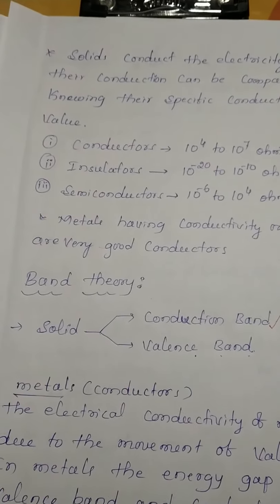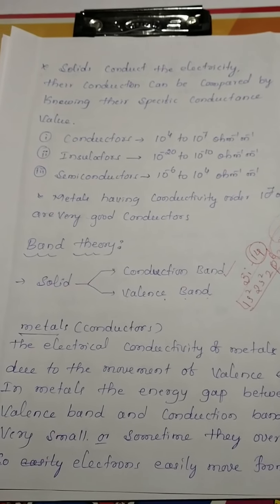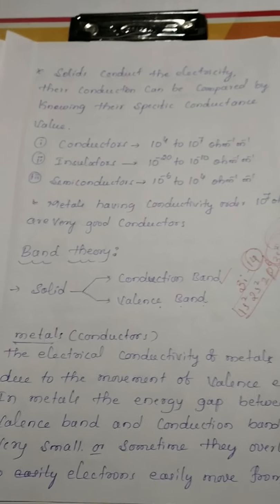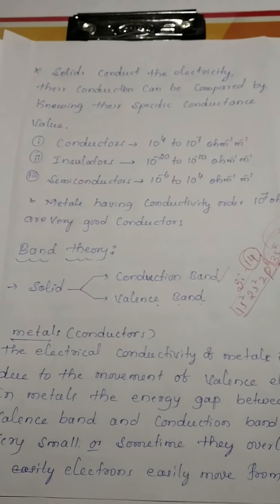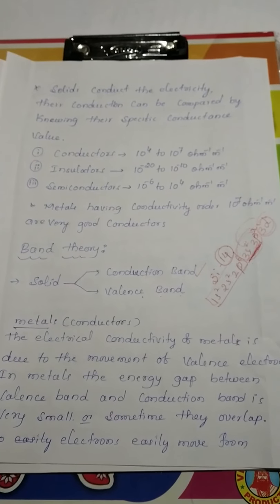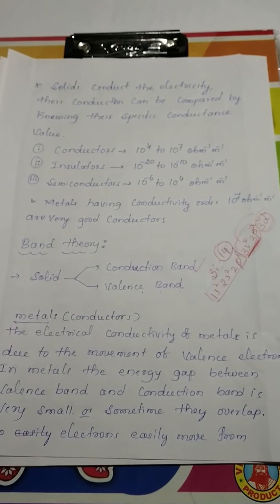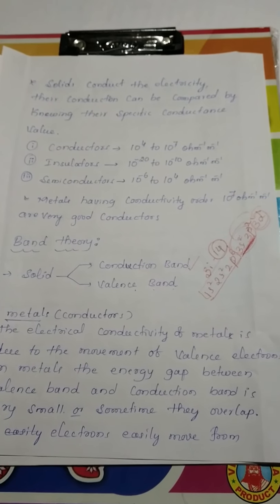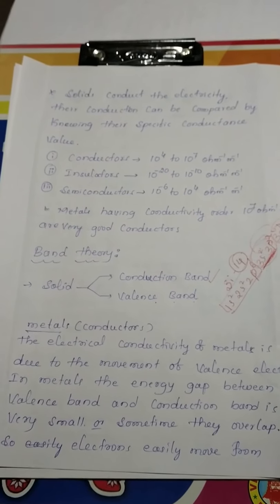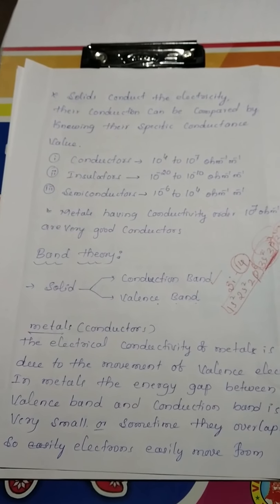First we have to understand about the band theory. Just listen to this concept carefully. Metals conduct electricity due to movement of electrons. Molecular orbitals are formed by the combination of atomic orbitals. As you studied in the chemical bonding chapter in first PUC, molecular orbitals are formed by the combination of atomic orbitals.